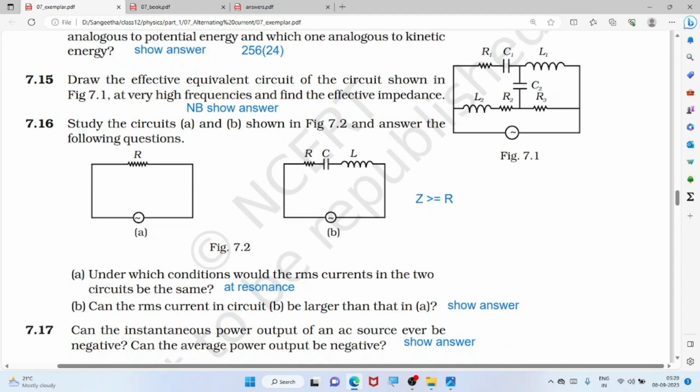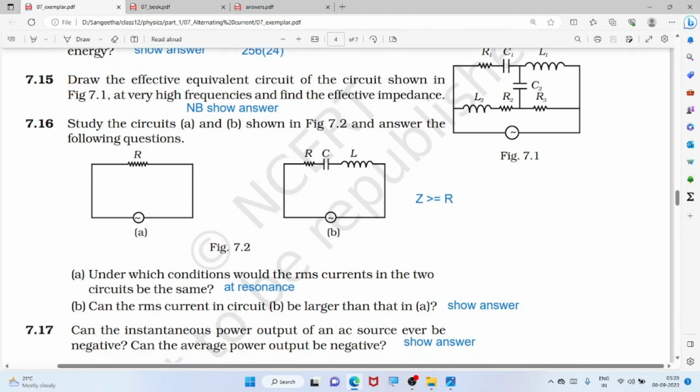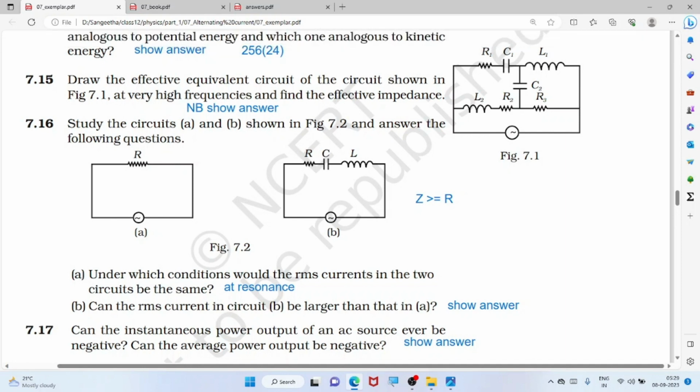Draw an effective equivalent circuit of the one shown here. They are asking for very high frequency. At very high frequency, the inductor will be open. Inductor will be open, capacitor will be short. So we have to use the XL formula, how inductor and capacitor behave at high frequencies.